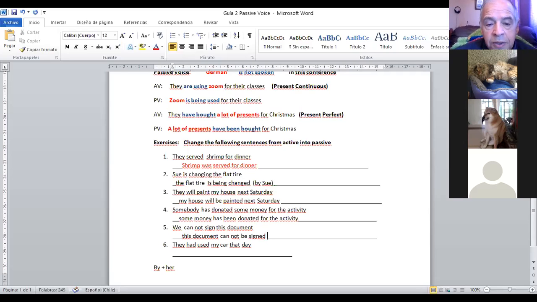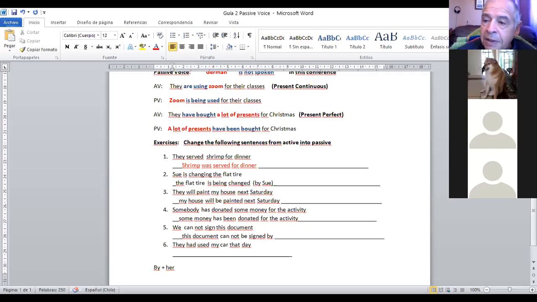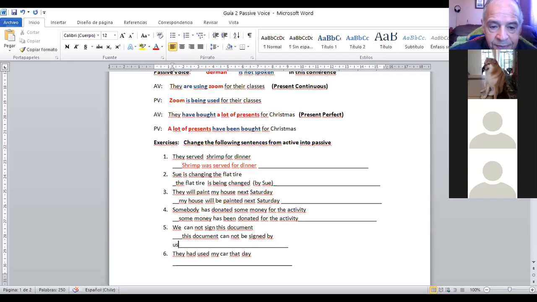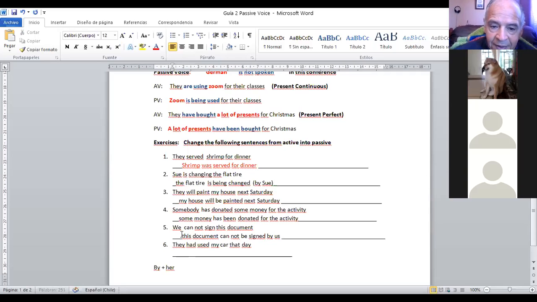Yeah, if we want to say "por nosotros", the activity says, "We cannot sign this document." I don't know why, but we cannot sign. Now I want to say, "This document cannot be signed by us." There I apply that formula. By, and since I have to use the complementary pronoun Us, in that case it would be by. Because here it is important. Okay, so this document cannot be signed by us.